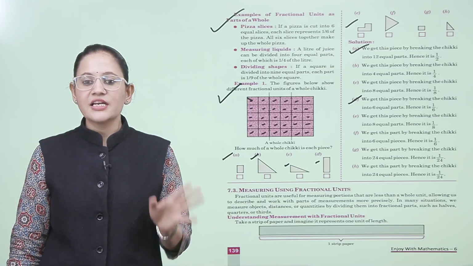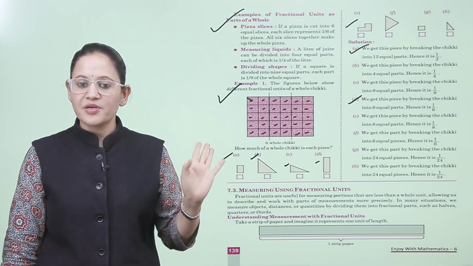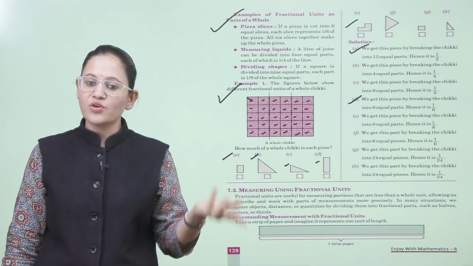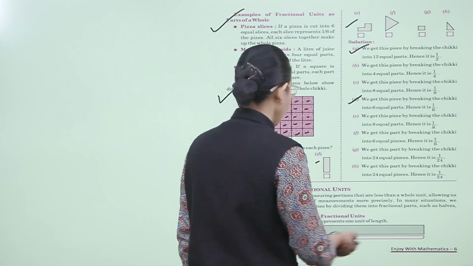For G, we get this part by breaking the chicky into 24 equal parts. So each will represent 1/24. We get this part in H by breaking the chicky into 24 equal pieces. So each will represent 1/24.